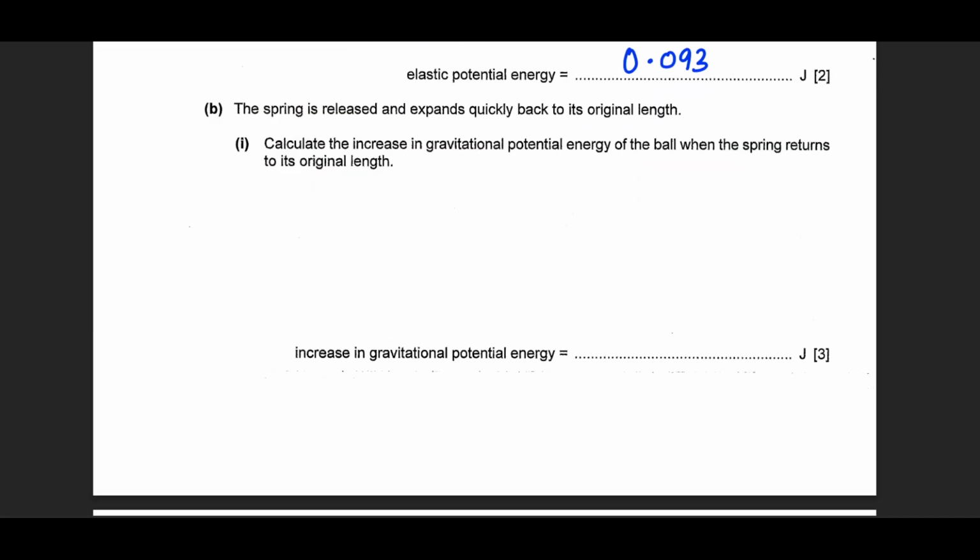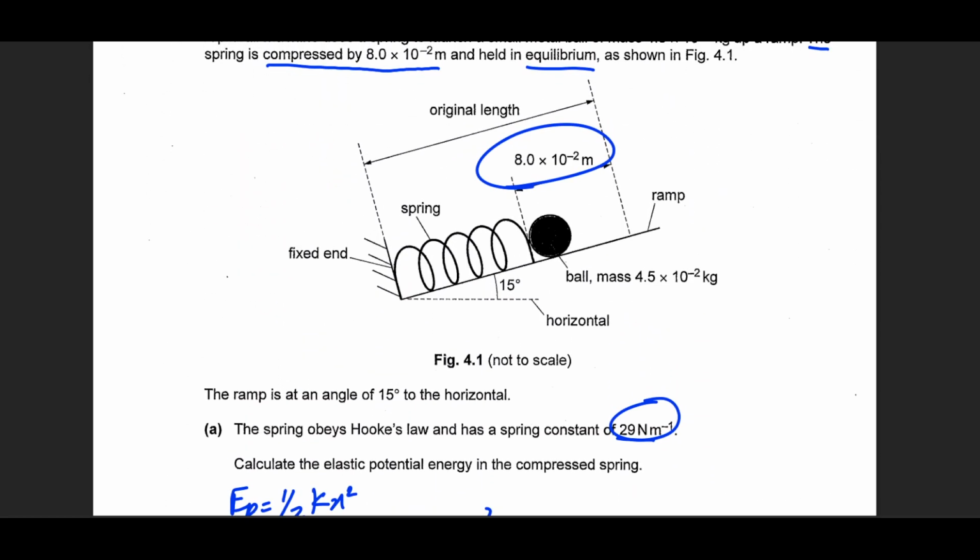The next part says that the spring is released, expanding quickly, and it comes back to the original length, which means that the spring has expanded to come to this point, and now the ball is released to move forward, right? Okay.